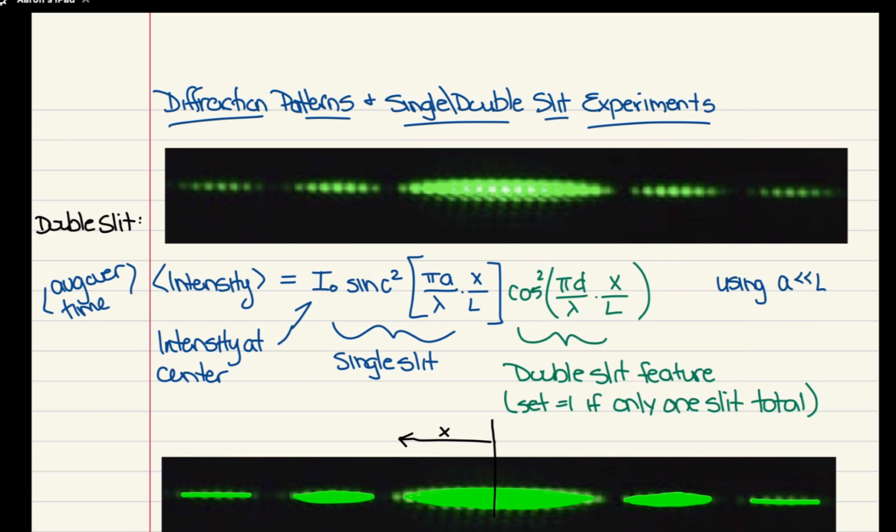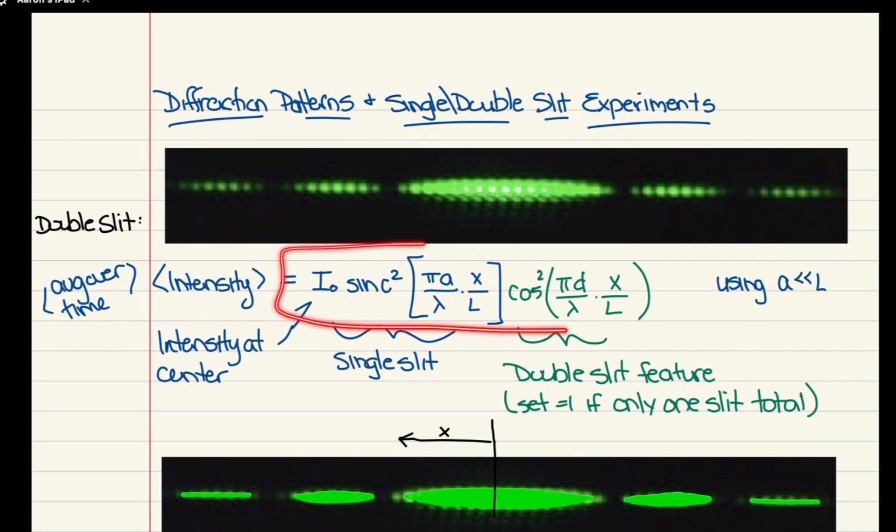On top of the single slit pattern, you're also seeing all these little extra bumps and wiggles as a result of a diffraction pattern caused by the fact that there can be multiple slits. So if you have a double slit, for example, you get all these added features on top of the intensity. And that is given to you by this additional term, this cosine squared term, which depends similarly on the wavelength of the light, the distance the sensor is away from the slits, and the position you are along the sensor. But now instead of the size of the slits, it is a function of the distance separating the two slits.